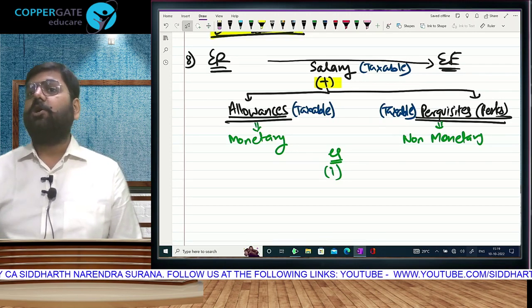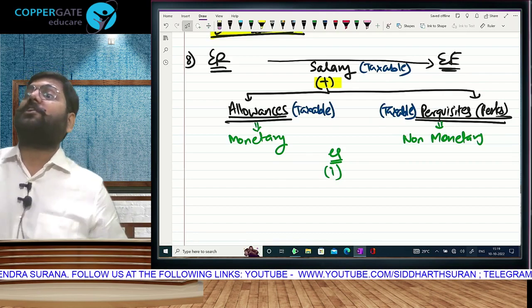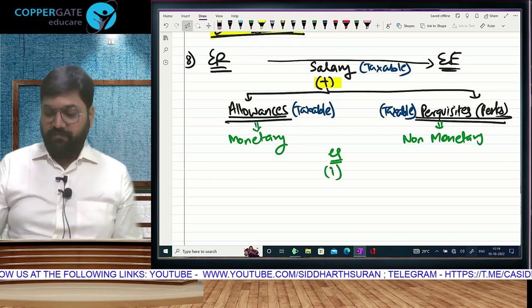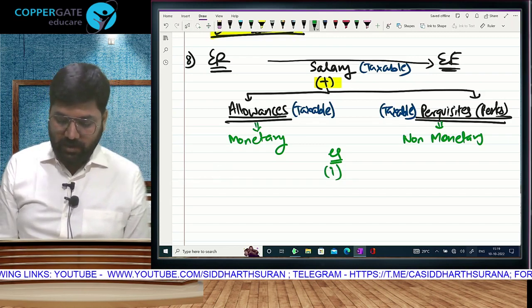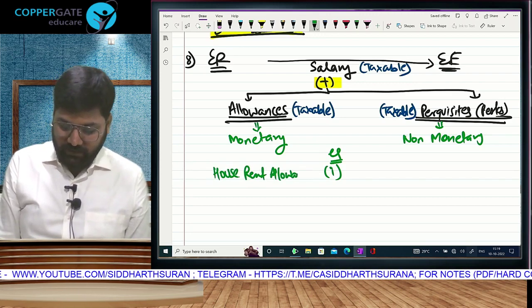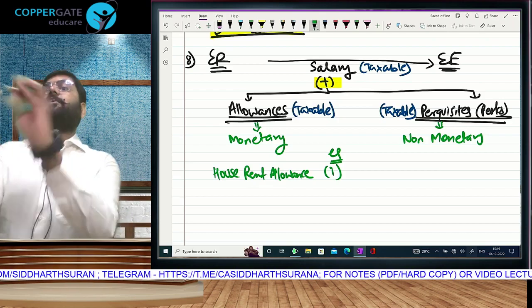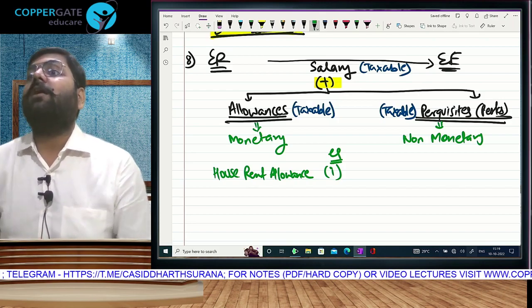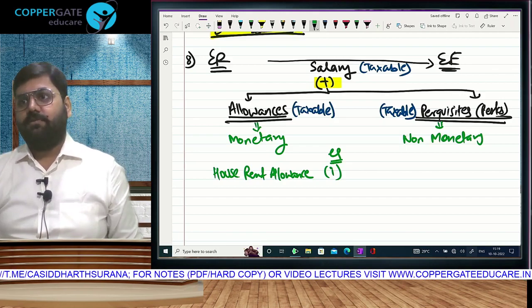So boss says, every month I will give you 1 lakh, plus I will give you 40,000 more. 1 lakh plus 40. We call it house rent allowance. Is the boss giving you money? Yes, 40,000 is in money. So take this money, pay rent of your house. So what happened? Between employer and employee, if there is flow of money, it is allowance. Option 2.